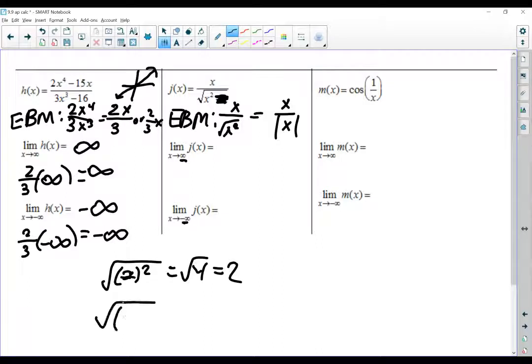Let's say I take the square root of negative 2 squared. Well, negative 2 squared is just 4, and the square root of 4 is 2. So you can see here, when we had the same expression with different signs inside that square root of x squared, we ended up with the same answer. So there's like a plus or minus situation that happens with the square root of x squared, hence why we have absolute value.